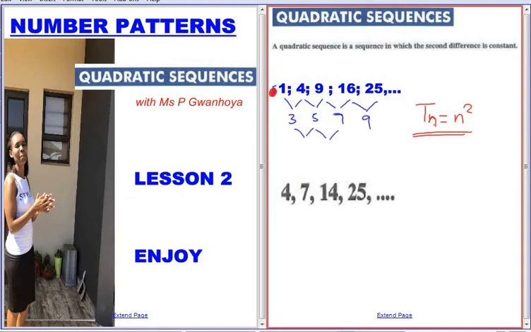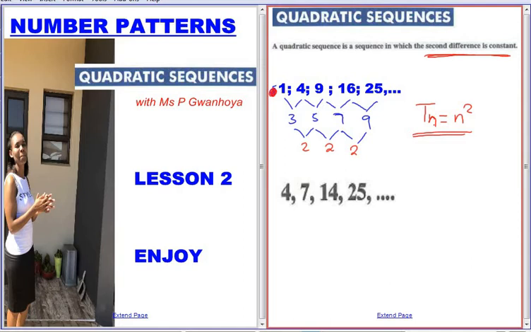So this lesson is your second lesson on number patterns. If you didn't do your linear number patterns, please go ahead and check that video out first. Okay, good. So here you can see that if I subtract 3 and 5, that's 2, and that's 2, and that's 2. So in this situation, it's only the second difference that is constant. That's one thing you should know about a quadratic sequence or a quadratic number pattern: the second difference is constant. So that's precisely what you must know.